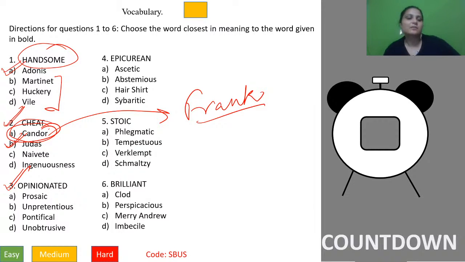Okay, next picture. I'll show you the next picture. Anybody wants to answer this one? Opinionated? An opinionated person is somebody who is very strong in his or her views, and they have an air of superiority about themselves. They wouldn't really change the way they think. So these people are very opinionated. It's a very negative connotation. All right. So unpretentious is actually the opposite of this.